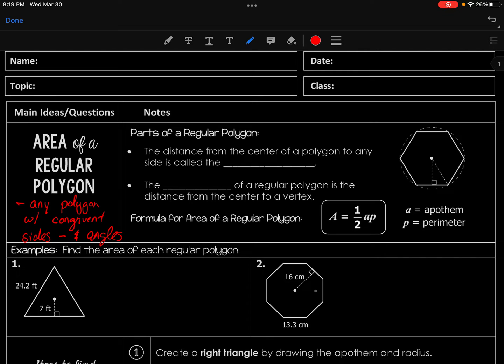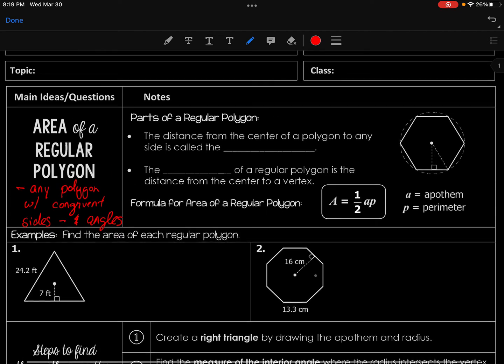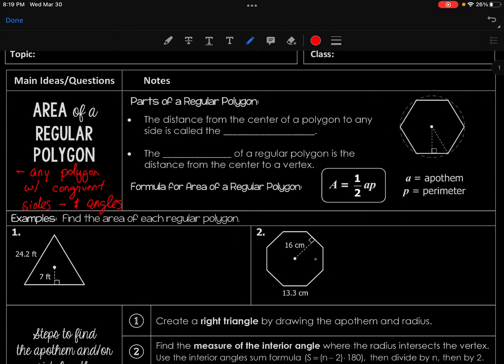Now, before we talk about how to find the area though, I need to show you parts of a regular polygon. First, the distance from the center of a polygon to any side is called the apothem. You guys should have learned this already. The apothem is from the center to the edge. I would call that A. Now, the radius of a regular polygon is a distance from the center to a vertex. We'll call this the radius.